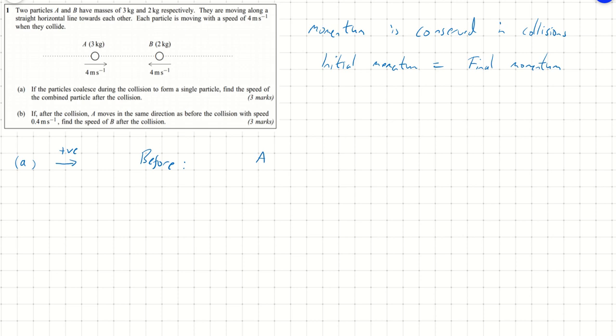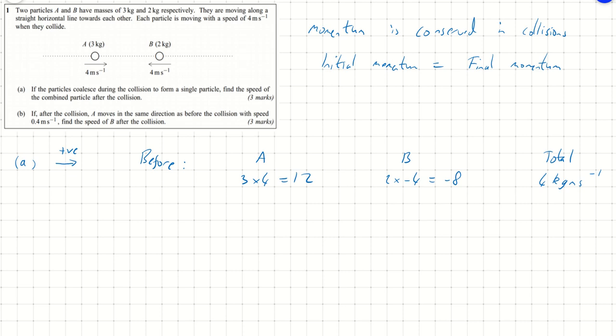Momentum is mass times velocity. So mass is 3 and velocity is 4 to the right, so it's positive 4. So momentum of A is 12. And momentum of B is, well, now the mass is 2 and the velocity is now minus 4 because this is pointing to the left. So the momentum of B is minus 8. So that means the total momentum is 12 minus 8, which is 4, and units of momentum are kilogram meters per second.